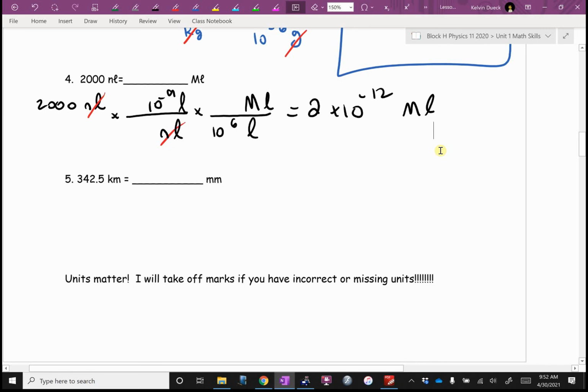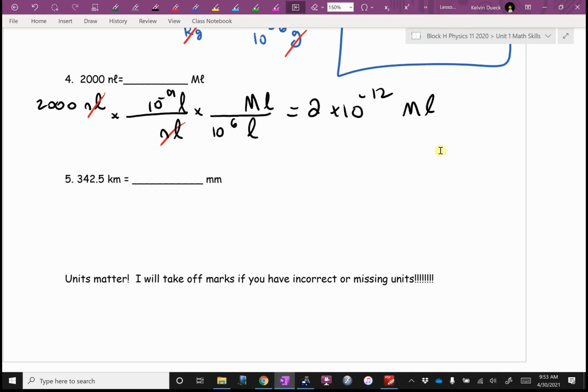342.5 kilometers, convert that to millimeters. Jordan, what am I going to do first? Okay, are you starting to pick up a bit of a pattern here? I think I told you the other day, what I will always try and do is set up a chain of dominoes in your brain.